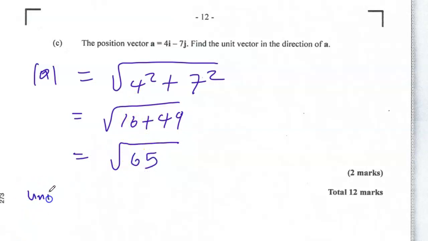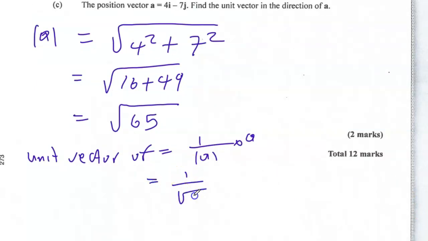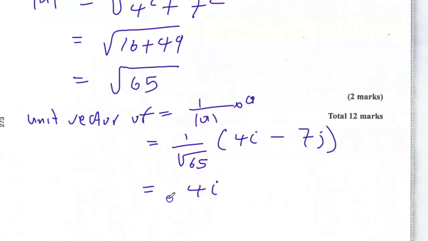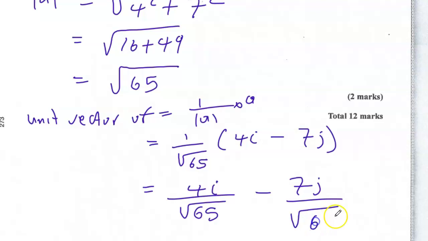So the unit vector of A is 1 over the modulus of A times A. So the modulus of A is root 65, so it's 1 over root 65 times A, which is 4i minus 7j. I can just distribute the 1 over root 65, so I get 4i over root 65 minus 7j over root 65.